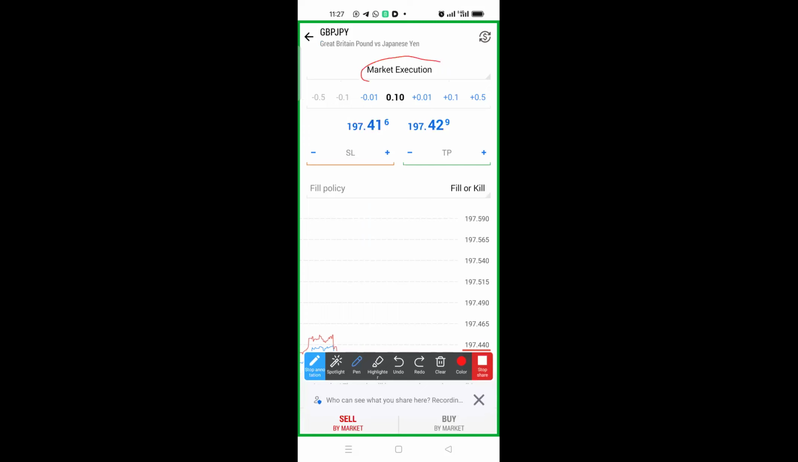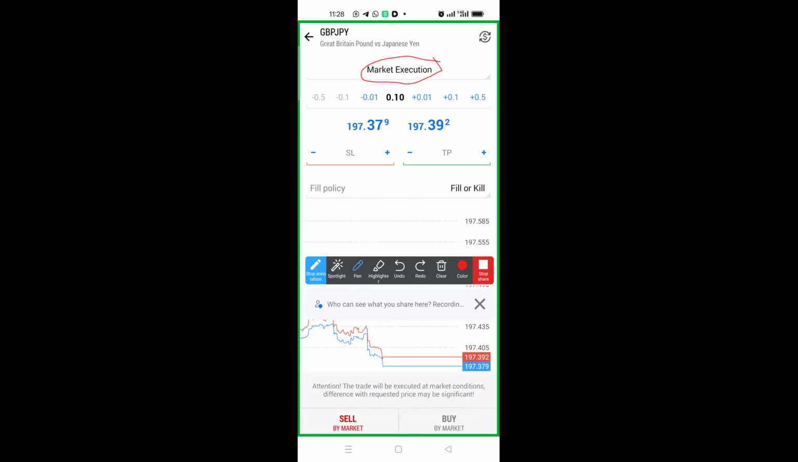Market execution is when you want to buy instantly, like I have explained all of this before. All you need to do is just click buy. You either click buy or sell instantly. But that's not why we are here. We want to do a pending order.